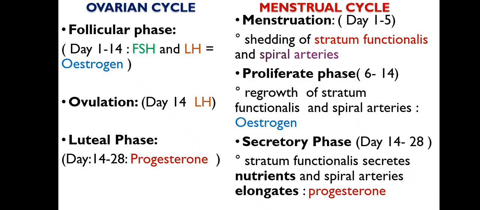Follicle stimulating hormone is produced by the pituitary gland, specifically the anterior part of the pituitary gland. Remember, it has two parts, posterior and anterior. Follicle stimulating hormone is released by the anterior pituitary gland, or the adenohypophysis.